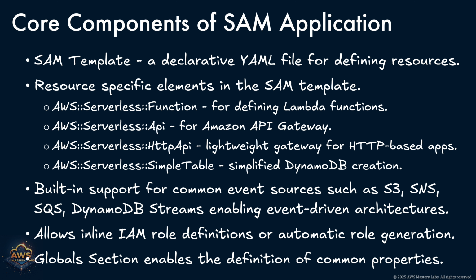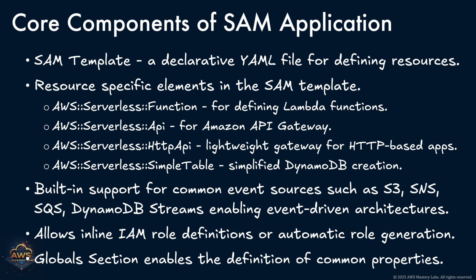This defines your Lambda functions and includes all the essential properties such as the runtime environment, the handler, memory and timeout settings, environment variables, and the event sources that will trigger the function. To expose your functions over HTTP, you can use the API resource. This component defines an Amazon API Gateway REST API and allows you to map HTTP methods and routes to specific Lambda functions.